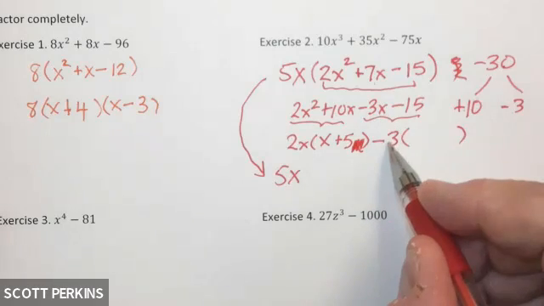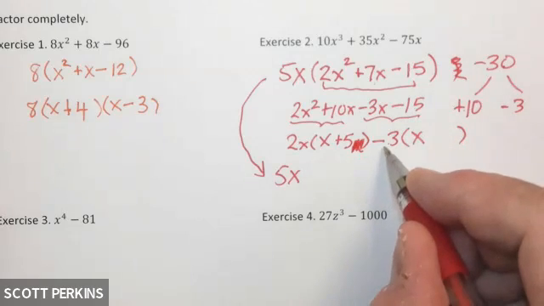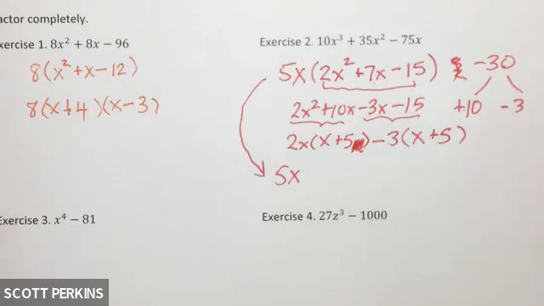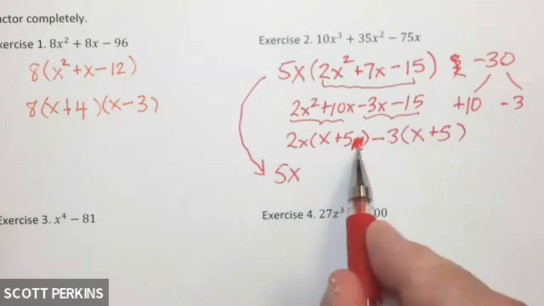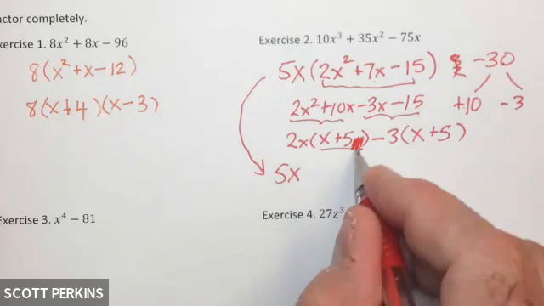Negative 3x, I factor out the negative 3, I'm left with x. Negative 15, I factor out the negative 3, and I have plus 5. Notice my grouping did work. I have the exact same thing in both sets of parentheses. That is my clue. And so what I do now is I factor that out.